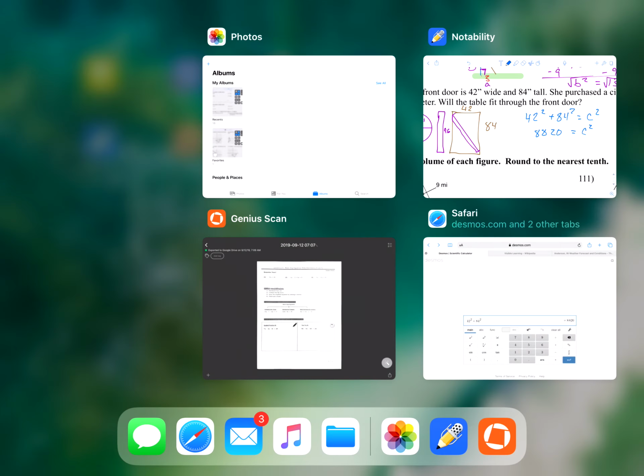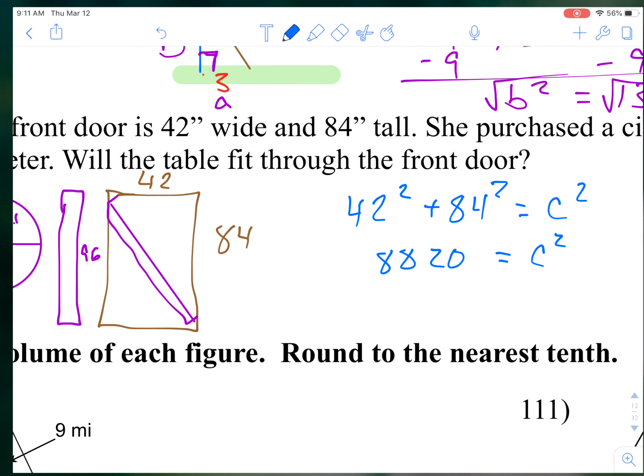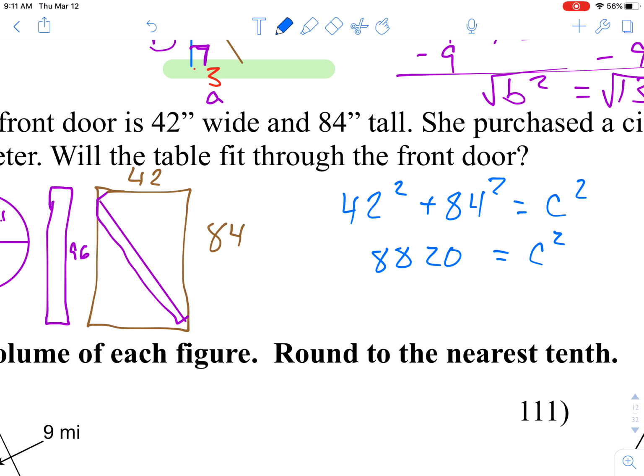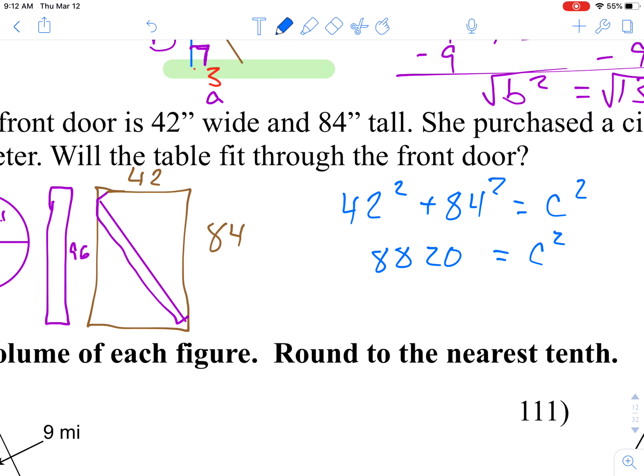And then we'll do the square root of 8820. So square root of 8820. Make sure you just get 8820. And then you get 93.91. And so C is 93.91. So this is 93.9.